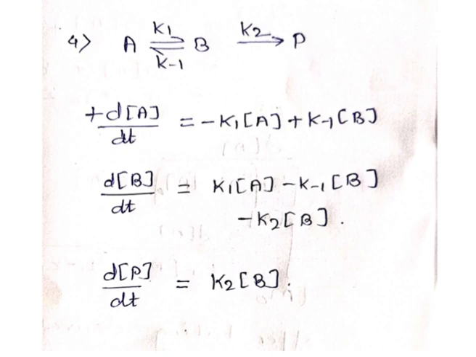So forward rates are written as K1, K2, K3 and so on, and reverse rates are written as K-1, K-2, K-3 and so on. So this is the equation and we have to write down the rates of dA by dt, dB by dt and dP by dt. See, species A is involved in two steps now. A gives B and B gives A. So two steps are there.